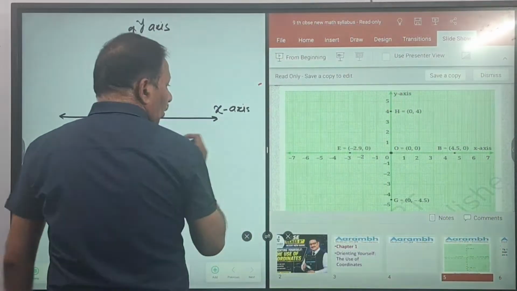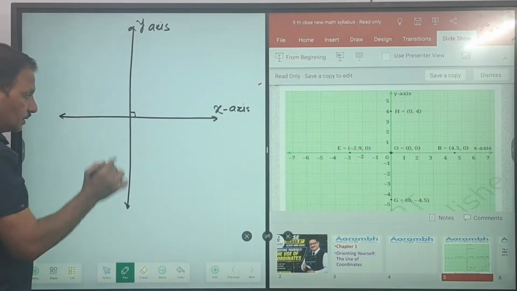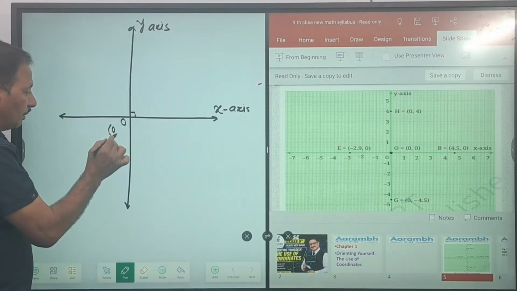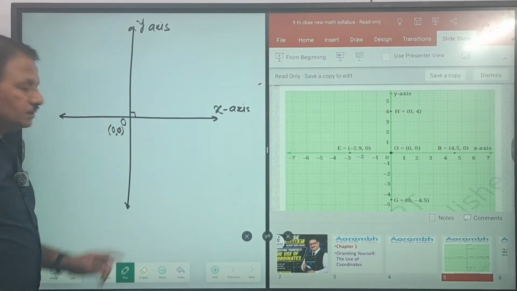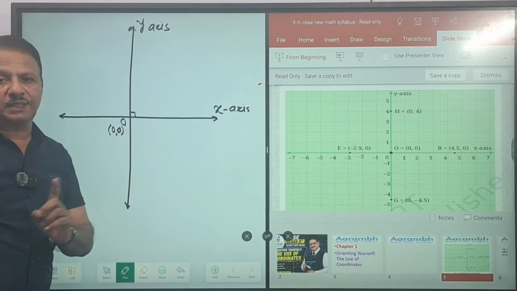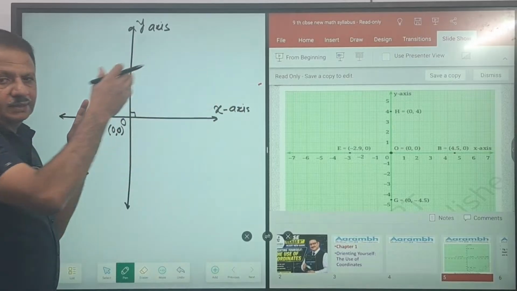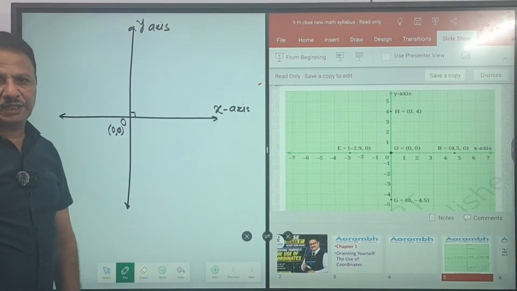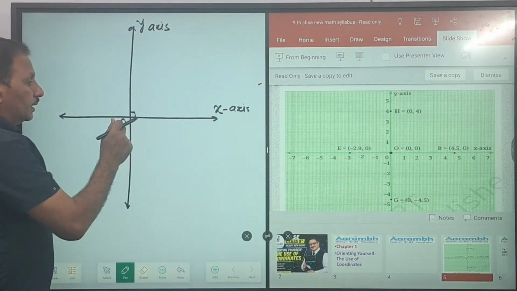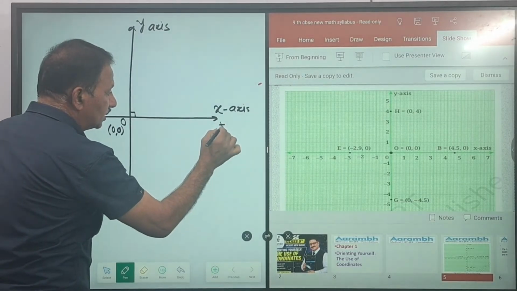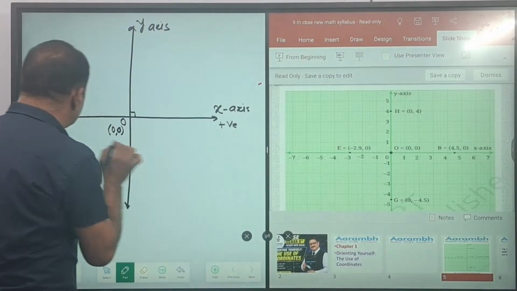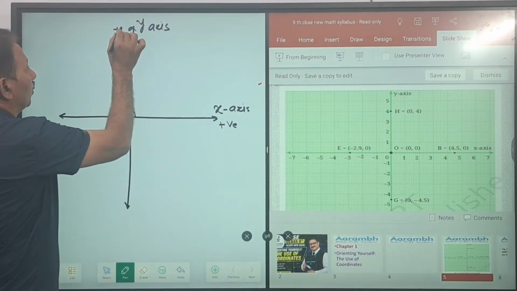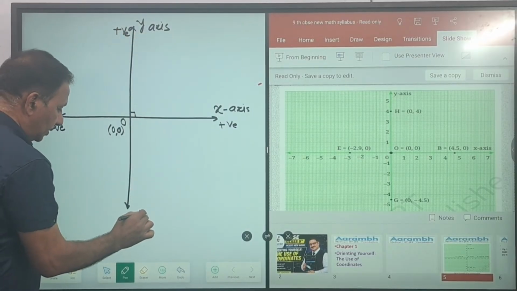The point of intersection of this x-axis and the y-axis is called the origin, and the coordinates of the origin will be 0,0. This is the starting point for measuring the distance, either to the right hand side, upper side, left side or downward side. So this is my starting point. The right hand side of this origin is positive, therefore this is positive x-axis, this will be negative x-axis, this is positive y-axis, and this is your negative y-axis.